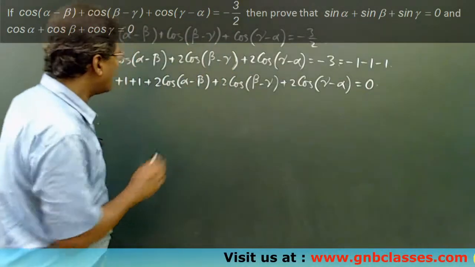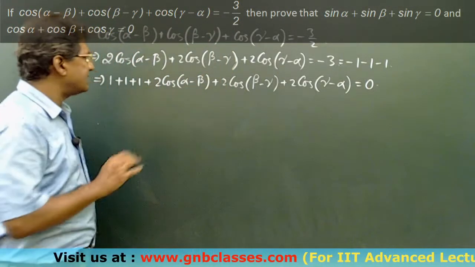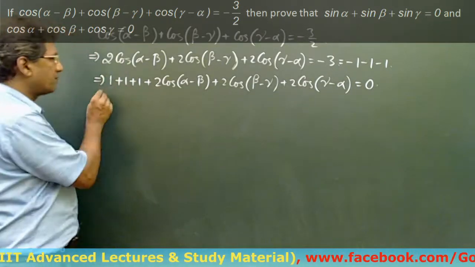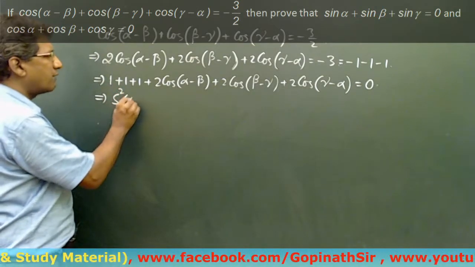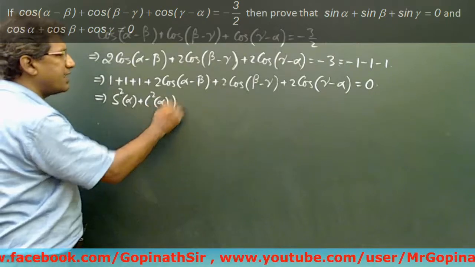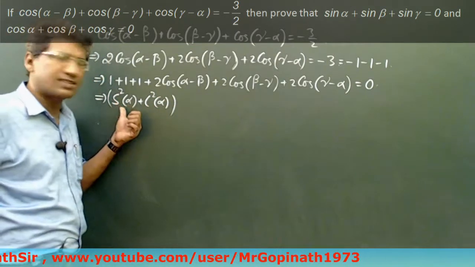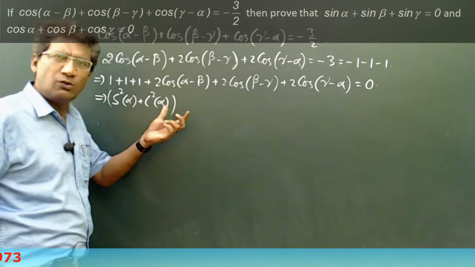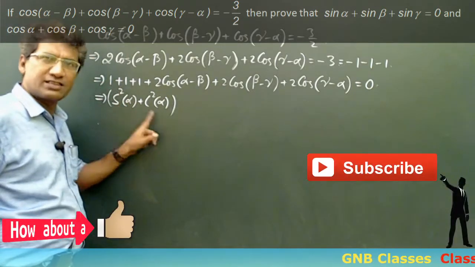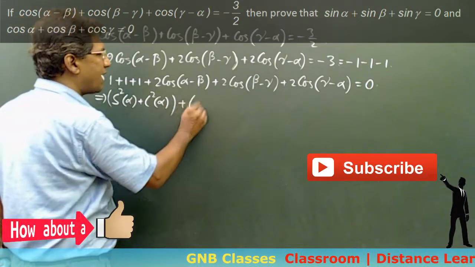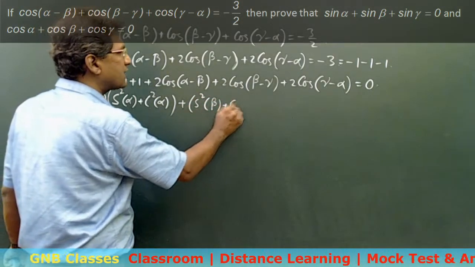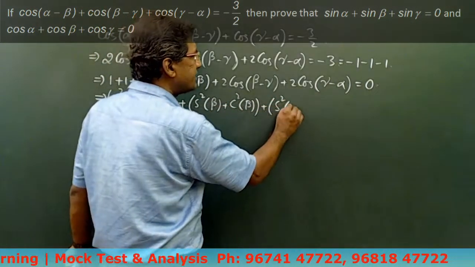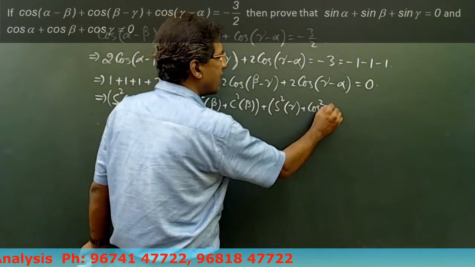Is it clear? Now see this sum very sincerely. What I am doing here, in place of this 1 I am writing sine square alpha plus cos square alpha. Is it clear? In place of sine I am writing only s and for cos I am writing c. So sine square alpha plus cos square alpha is basically 1 and this 1 has been replaced by this. The second one is replaced by sine square beta plus cos square beta and the third one is replaced by sine square gamma plus cos square gamma. Am I correct?